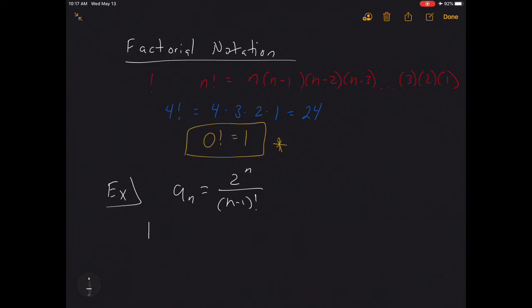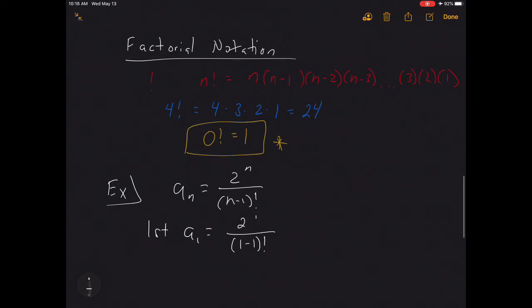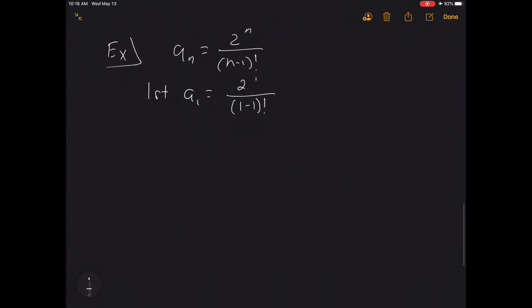So that means we need to find the first term, which is a sub 1. That is 2 to the first power over 1 minus 1 factorial. Just like anything else, you perform the inside of the grouping symbol, or the parentheses in this case, before you can do the outside, which is the factorial. So you don't distribute a factorial on the inside. So let's see what we get here. We get 2 to the first on top is just 2. 1 minus 1 on the bottom is 0, so I'm going to end up with 0 factorial, but we just talked about that is defined to be 1. So this is 2 over 1, or 2.